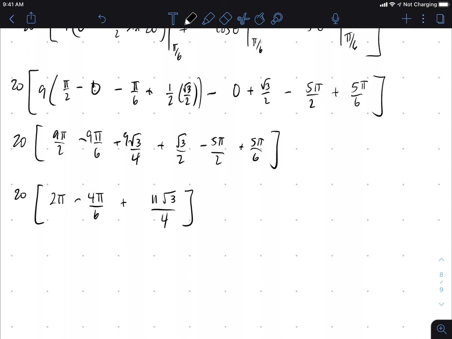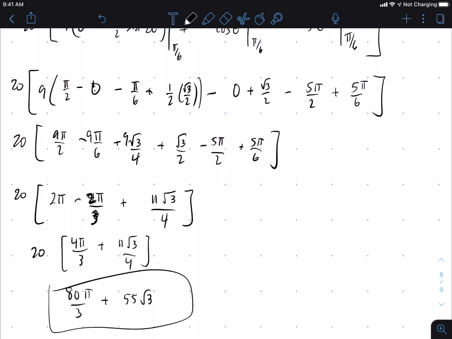Oh, let's make that 2/3. So 6, so 4 pi over 3, plus 11 rad 3 over 4 multiplied by 20. That's going to be 80 pi over 3, 55 rad 3. That's it. Yep, I distributed. Isn't that funny that it was just arithmetic? It wasn't even something crazy hard.